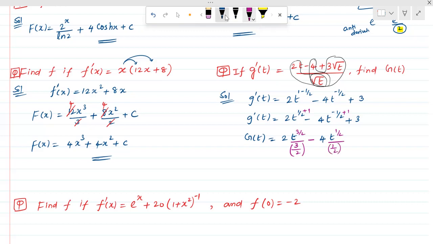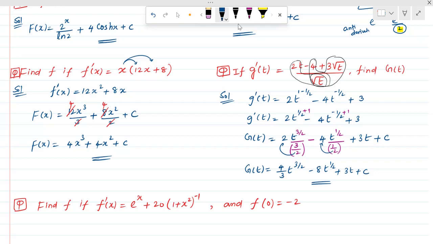And what about the constant? If you have a constant, the variable is t here, therefore 3t plus c. Now if you simplify and multiply, you will get 4 over 3t to the power 3 over 2. Now if you multiply, you will get minus 8t power half plus 3t plus c. So this one, g of t, that's it.